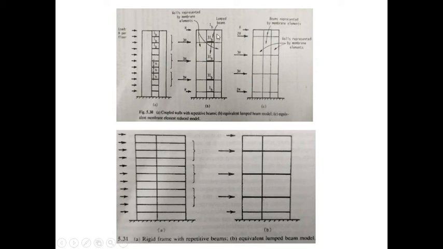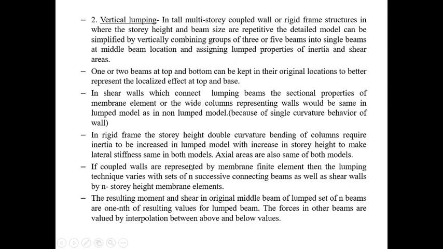So these are the walls which are represented by membrane element. The walls at both sides will be represented as membrane element. These are the lumped beams here. Now in this, 1 or 2 beams at the top and the bottom will be kept at the original location. As I said, the top and the bottom will be kept at the original locations, so as to represent the localized effect at the top and the base.